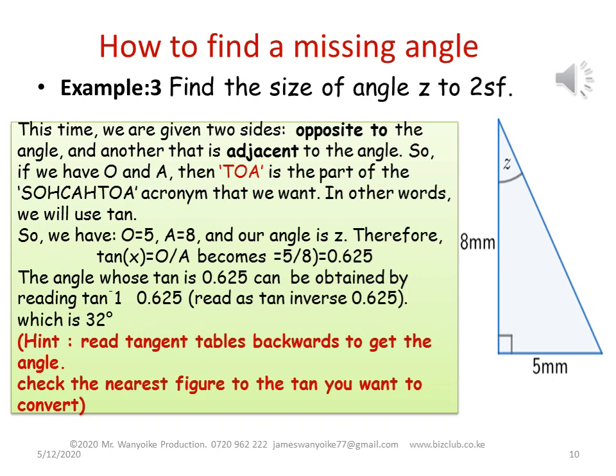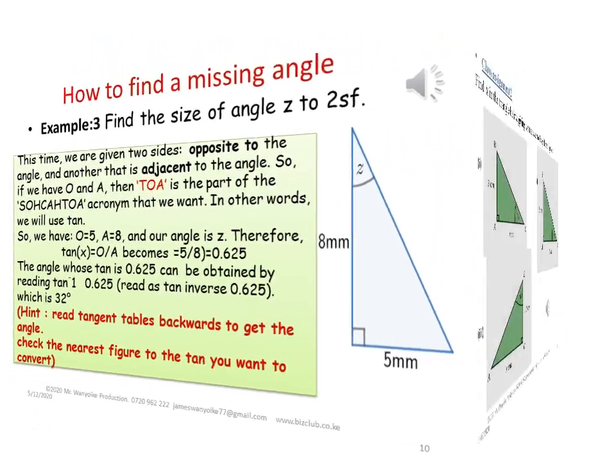which is 0.625. Now, for us to know the angle whose tan is 0.625, we need to read our mathematical tables backwards, and we write that as tan inverse 0.625. Read as tan inverse 0.625. And when we read backwards, we find that the angle that is giving us tan 0.625 is 32 degrees.